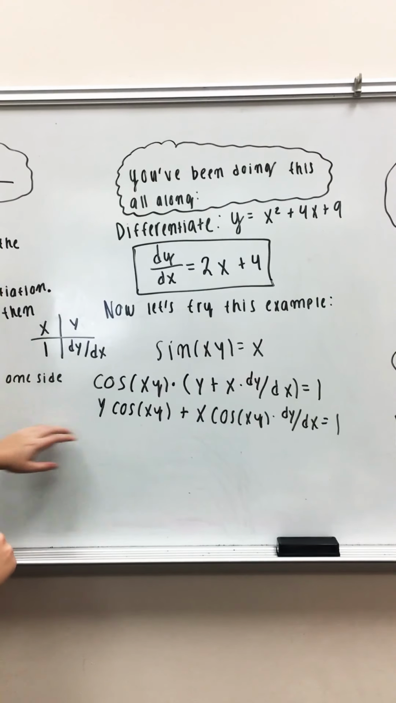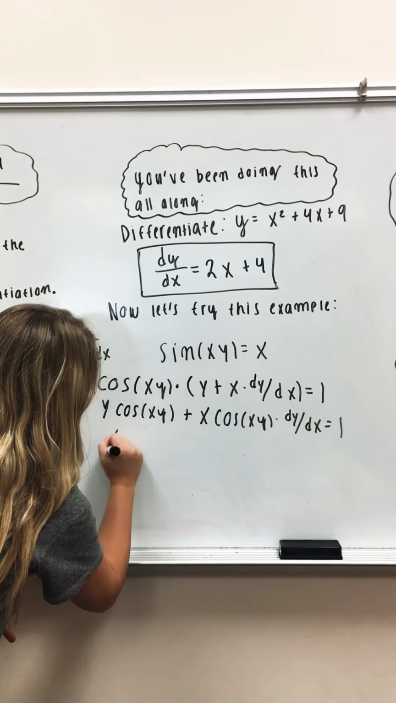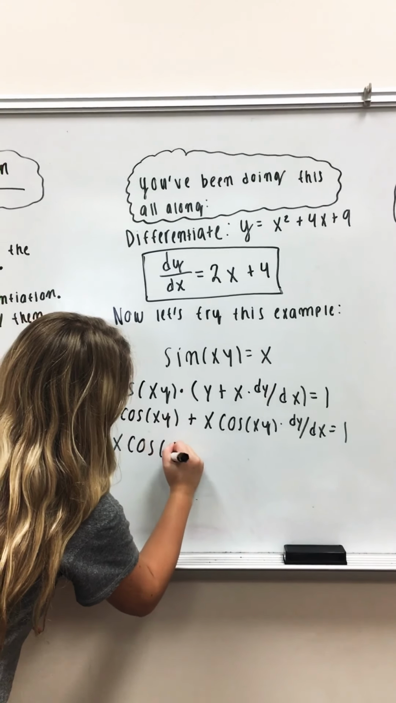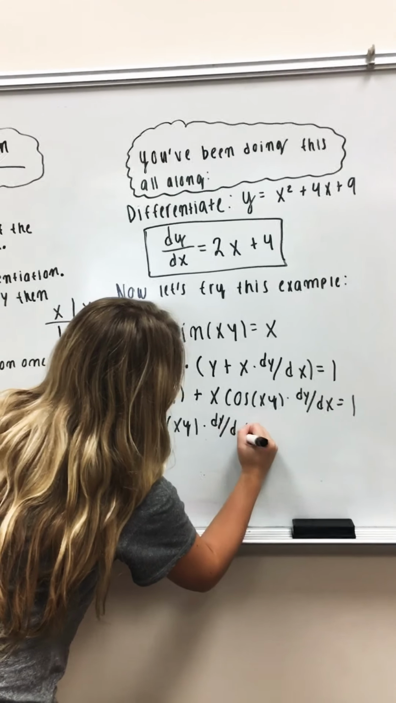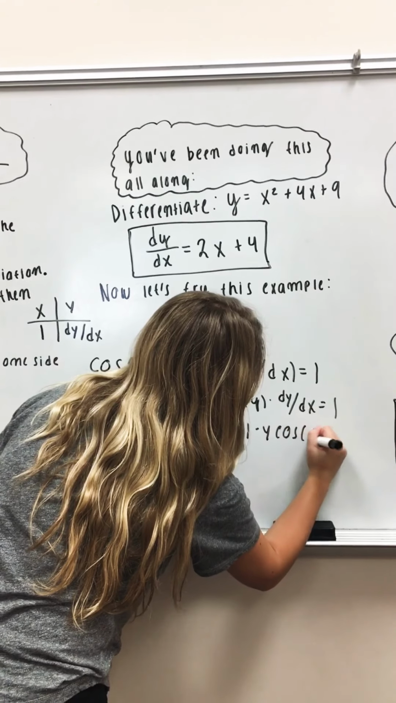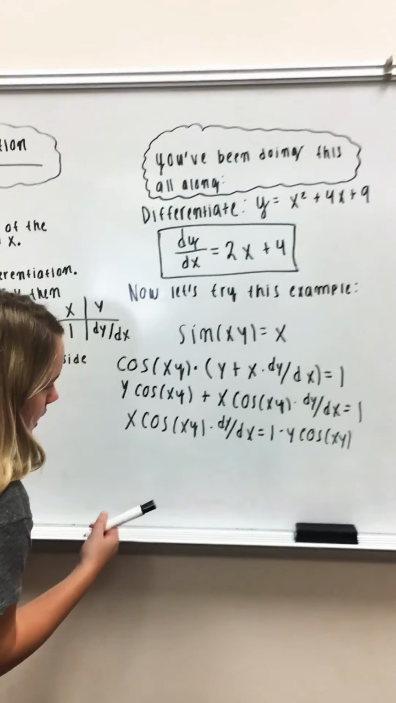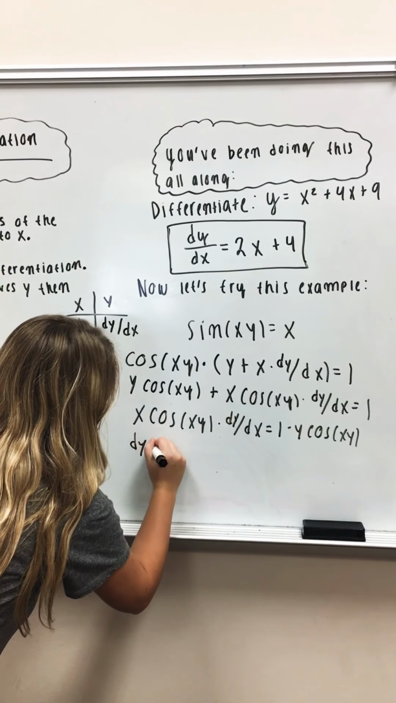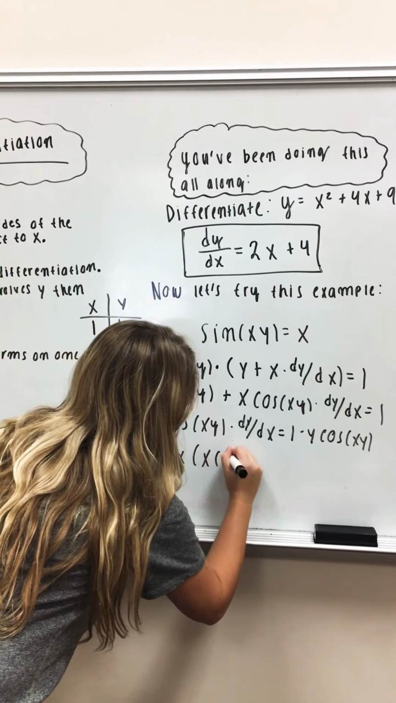And so we can easily isolate this on this side by subtracting your y cosine of xy to the other side. So you're going to have x cosine of xy times dy over dx is equal to 1 minus y cosine of xy. So that's the third step. And then you're going to factor out your dy over dx. And so you're going to have dy over dx. It's pretty much already factored, but we could write it this way.